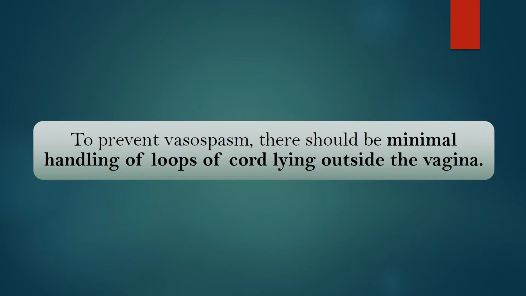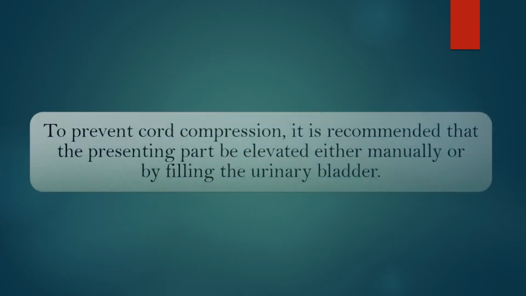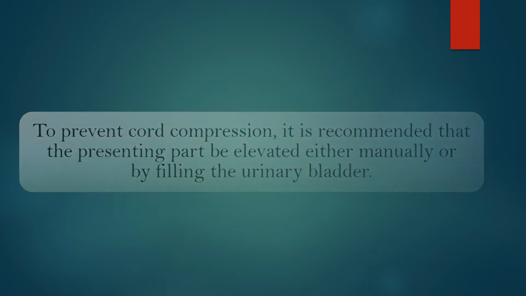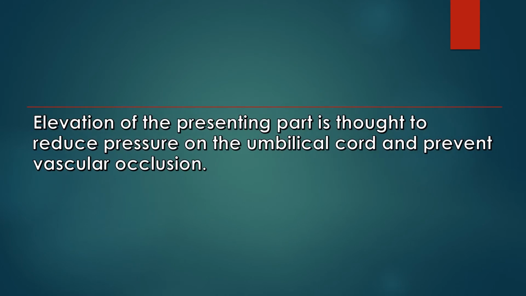To prevent vasospasm, there should be a minimal handling of loops of cord lying outside the vagina. To prevent cord compression, it is recommended that the presenting part be elevated either manually or by filling the urinary bladder. Elevation of the presenting part is thought to reduce pressure on the umbilical cord and prevent vascular occlusion.